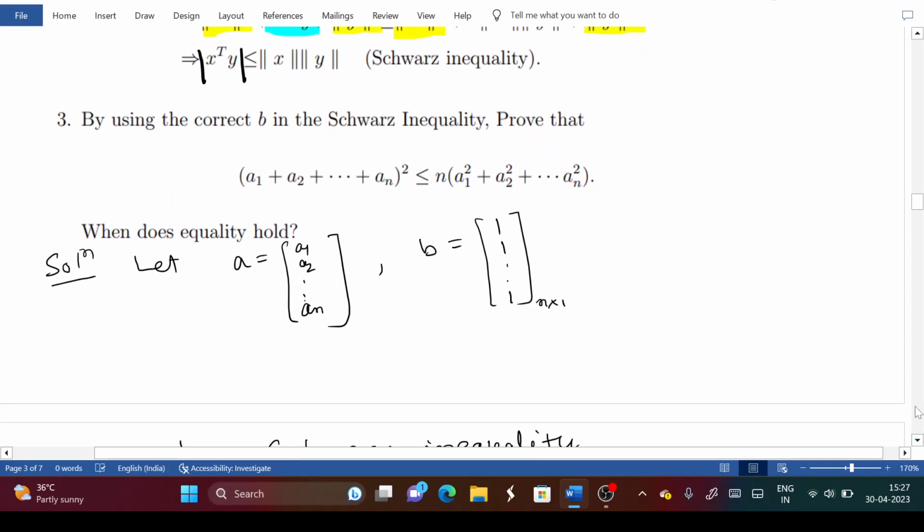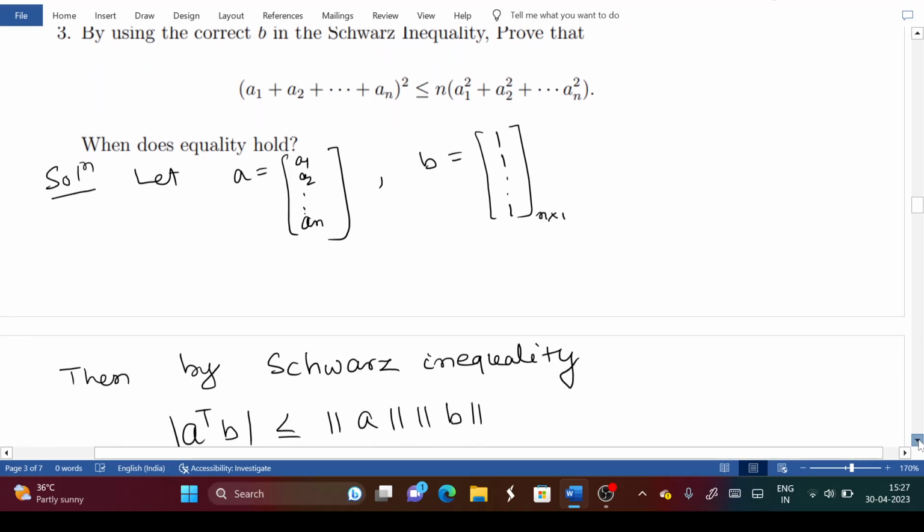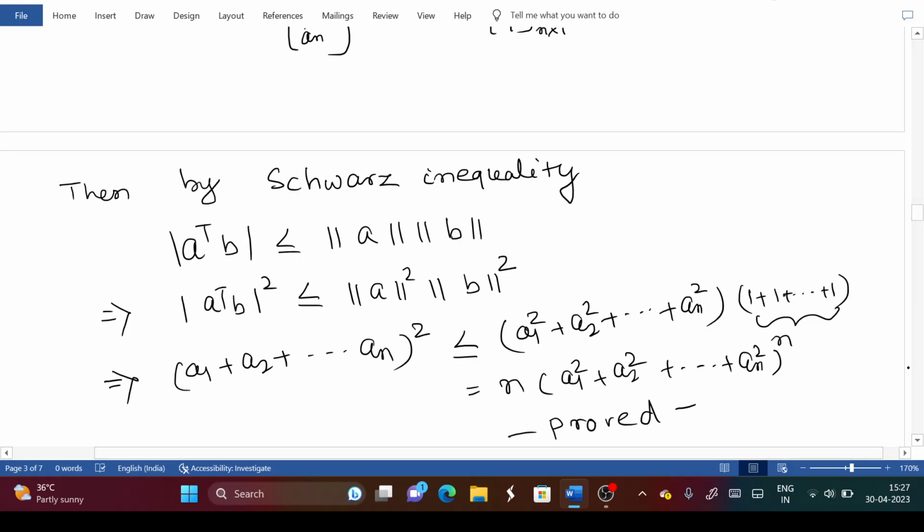Now, by choosing the correct B in the Schwarz inequality, prove this. Let A be the given A1 to AN and B equal to 1, 1, 1, N number of ones. Then we have the Schwarz inequality as mod of A transpose B is less than or equal to norm of A into norm of B.